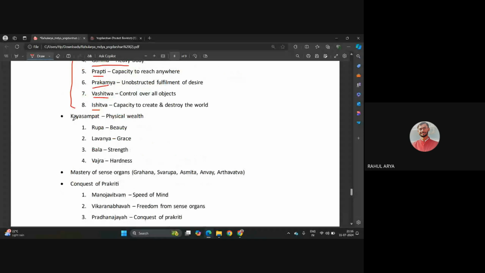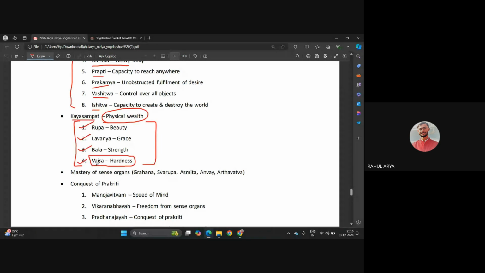And after that, many times these questions come in the exam. Many times I noticed, I think 4 or 5 times I noticed these questions. Okay. The physical wealth, kaya sampat: rupa, lavanya, bala, and vajra. So in many questions, students get confused here.